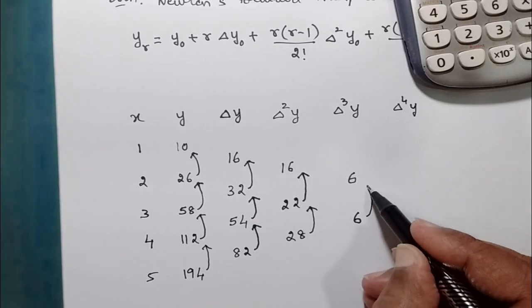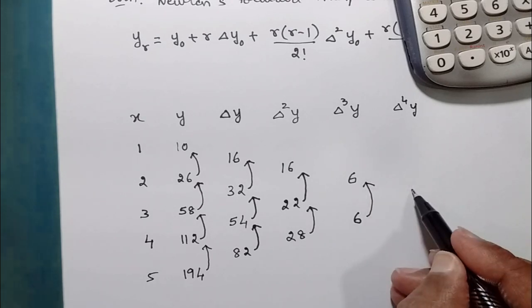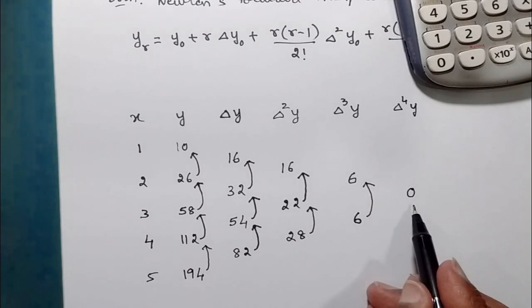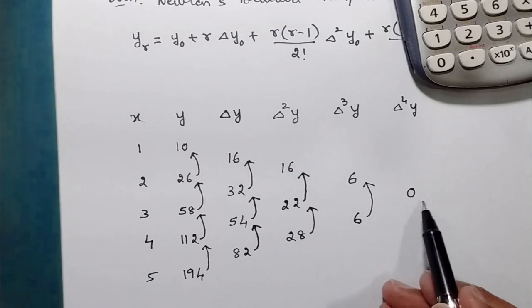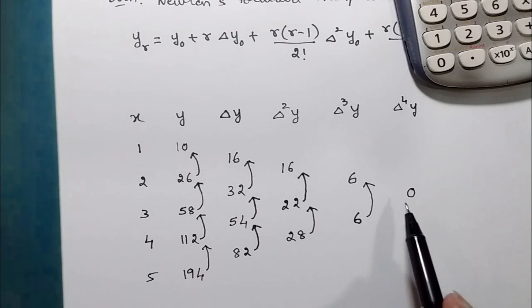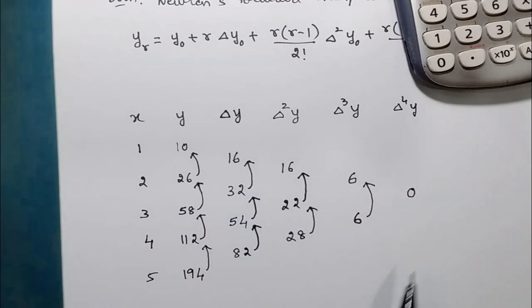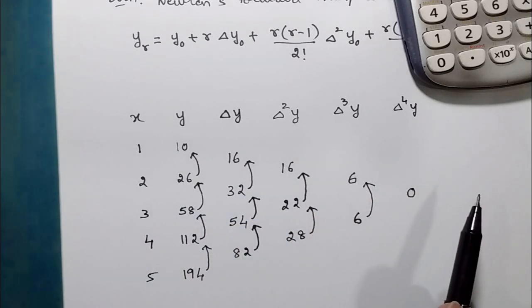So suppose if I take the difference of these two, 6 minus 6 will be how much? 0. A single value you have got. Or in some cases you can get 0. As we have seen, in this case it is 0. So this represents your forward difference table. So you have created the forward difference table.